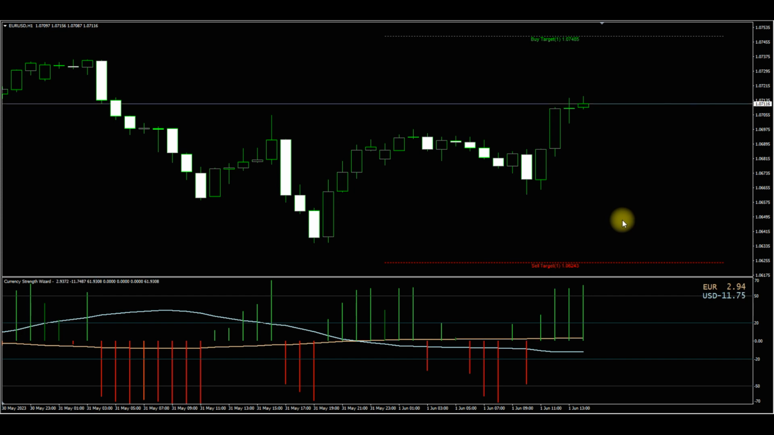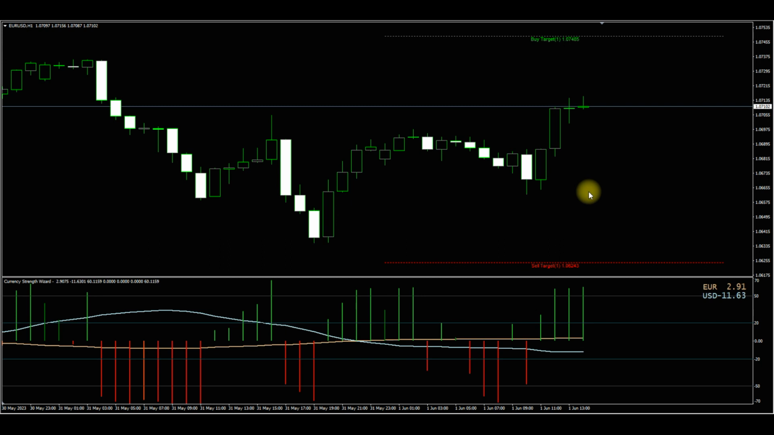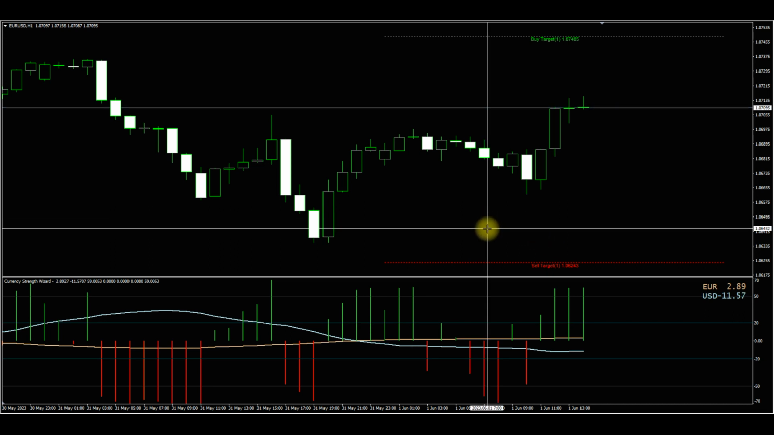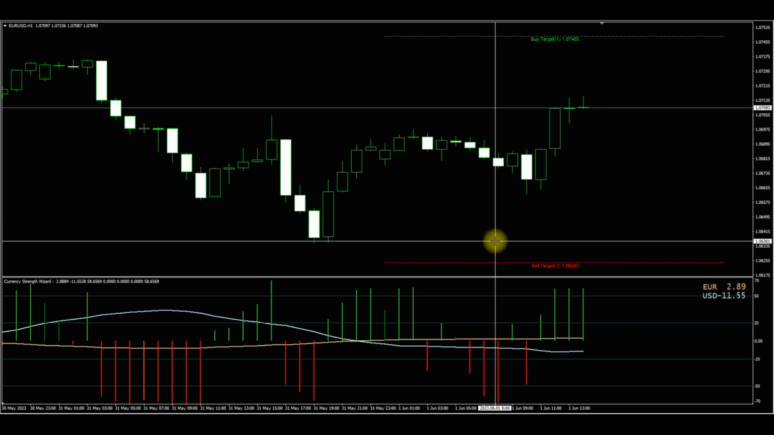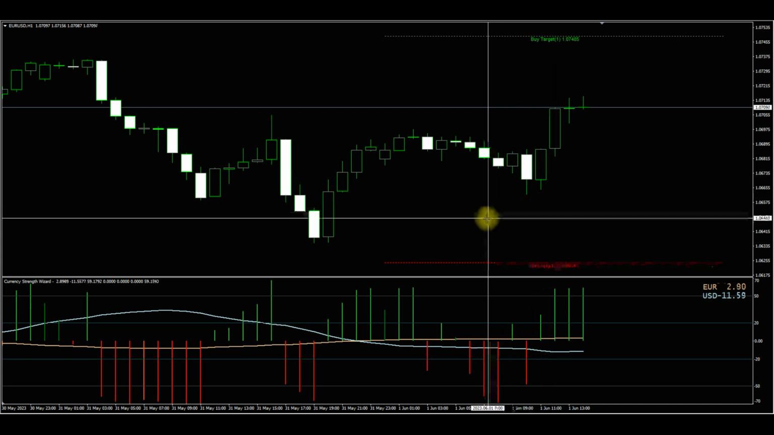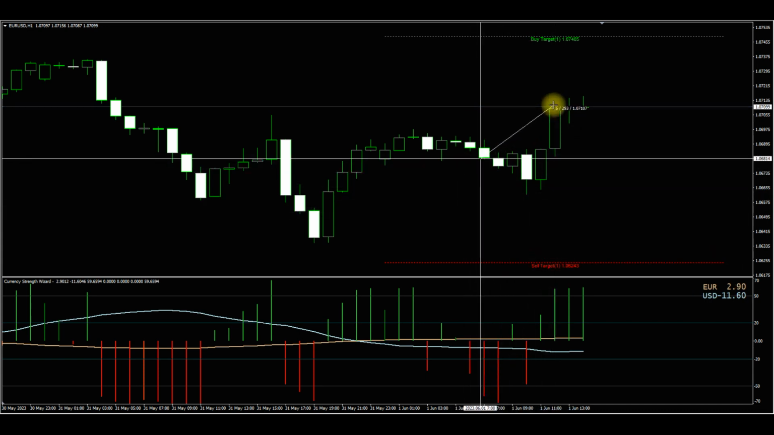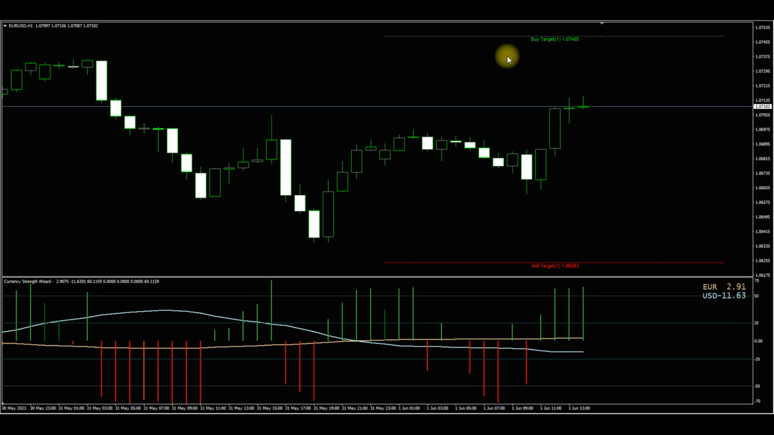When trading on the 1 hour time frame, you can use these volume bars for exits too. For example, if you entered the market at this point, you can possibly exit at this point, if you wish, or at least you can partially close your trade and let the remaining part go further, in our case up to the buy target.